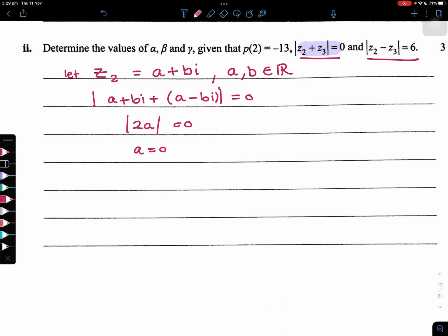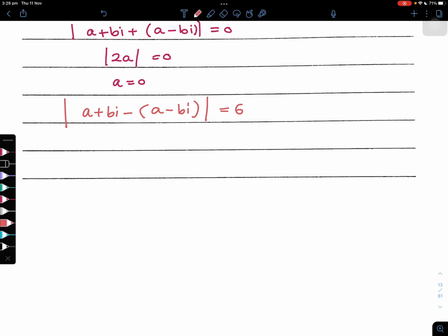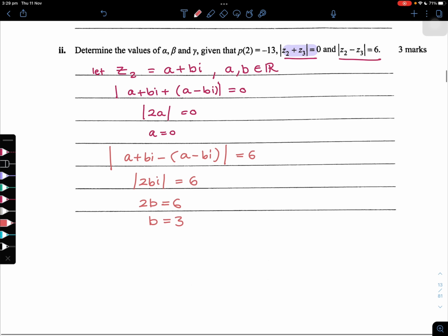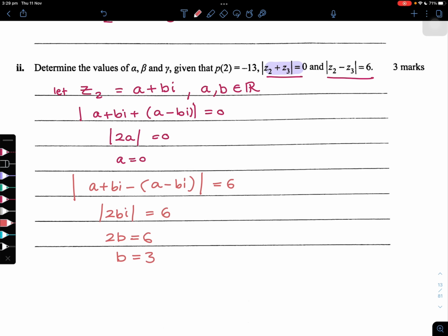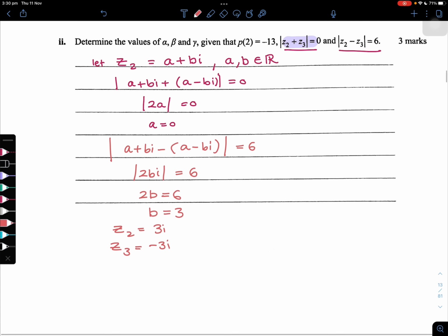Now using this next piece of information here, we can go z2 take z3. So remember z2 is going to be a plus bi. Take z3, and z3 is the conjugate. So here we get the a's cancelling, that was 0 to begin with anyway, and then we get 2bi. So this means that 2b is equal to 6, so b is equal to 3. And the fact that we know they're conjugates, that means that z2 is 3i, and let's just write that, z2 is 3i, z3 is negative 3i. Okay, that's helpful for us.